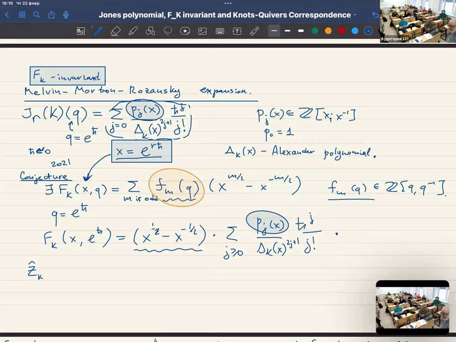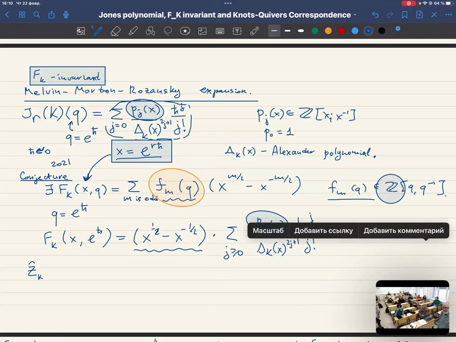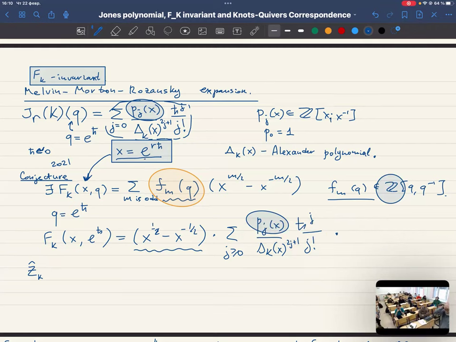I'm afraid that if we don't see an example, we won't understand what the statement is. No, the statement is clear, no? The statement is: there exist these polynomials Fm with integer coefficients such that if we substitute instead of x e to the power rh, then we obtain the Jones polynomial.